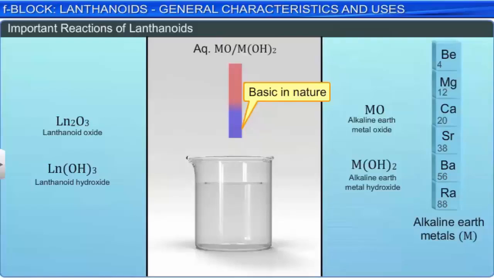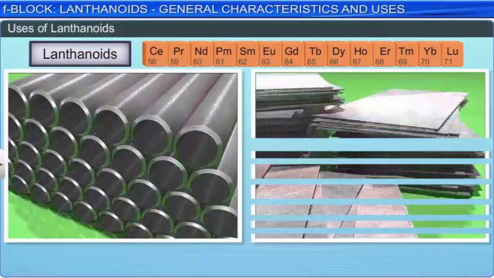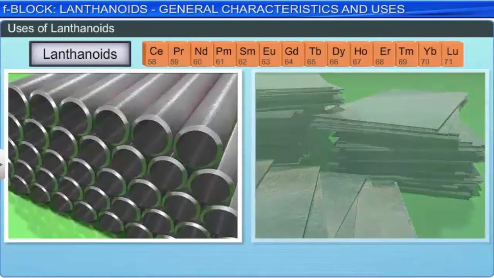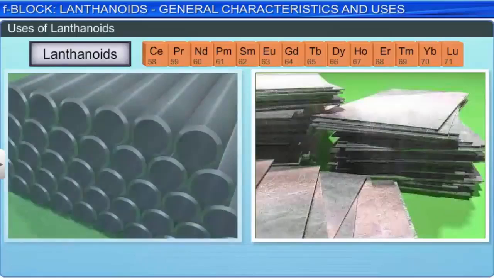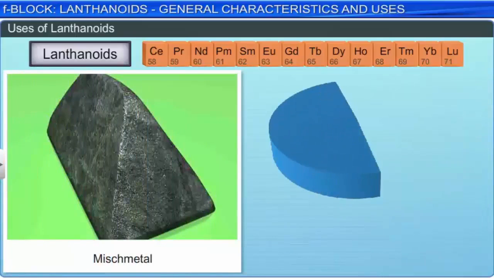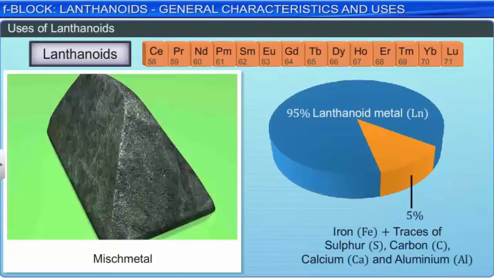Lanthanoids are widely used for the production of alloy steels for pipes and plates. A well-known alloy, Misch metal, which consists of 95% of a lanthanoid metal, 5% of iron and traces of sulfur, carbon, calcium and aluminium, is used in a magnesium-based alloy to produce bullets, shells and lighter flint.